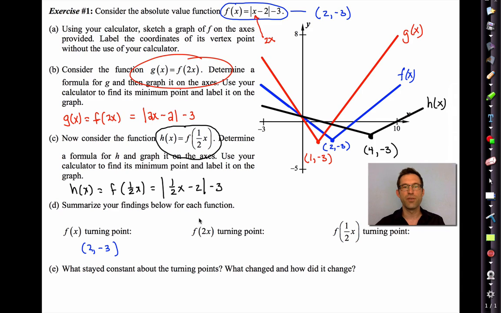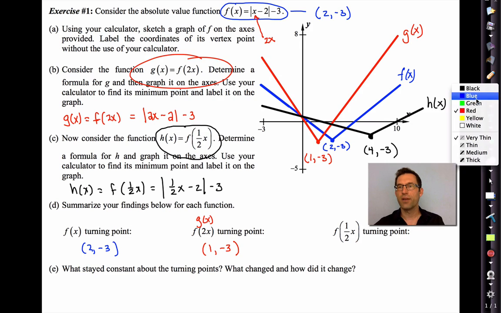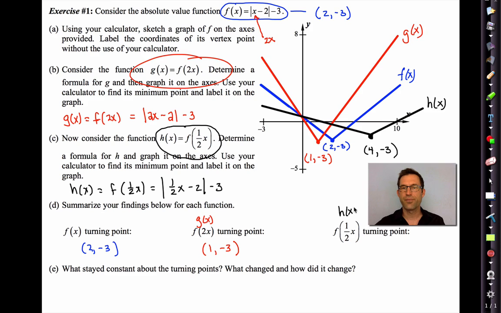Our next function, g of x, had a turning point of 1, -3. And finally, our function h of x had a turning point at 4, -3. So letter E, what stayed constant about the turning points? Well, that was pretty easy. The y coordinate. Right? The y coordinate didn't change at all. It was -3 each time. But what did change? Well, the x coordinate. And it changed in a way that is a little bit counterintuitive, right?